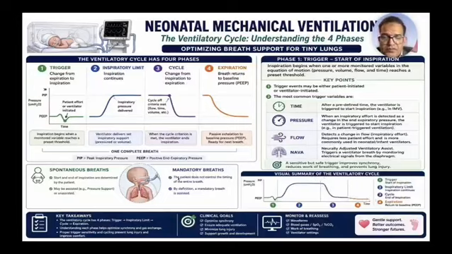We have the mandatory breath. If you are on SIMV mode and you set the rate to 40, that means the ventilator has to deliver 40 mandatory breaths. So 40 mandatory breaths in 1 minute means 60 divided by 40, so every respiratory cycle will be 1.5 seconds. And every 1.5 seconds, a mandatory breath will be delivered. This you can see in SIMV or IMV mode of ventilation.